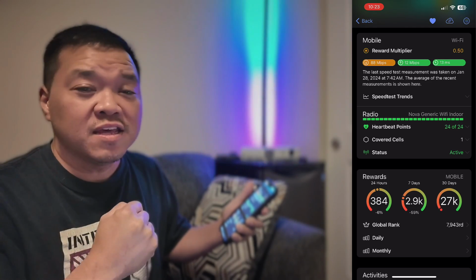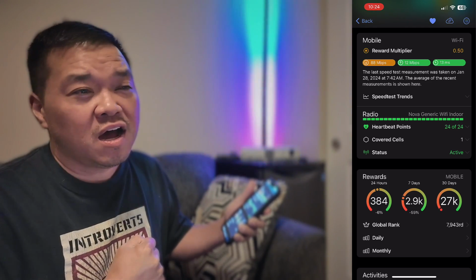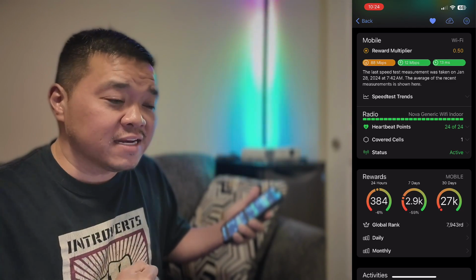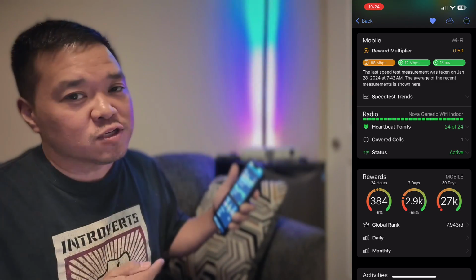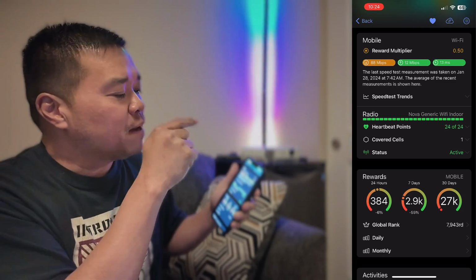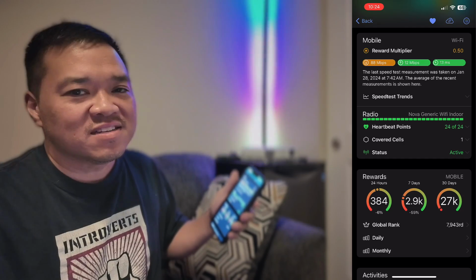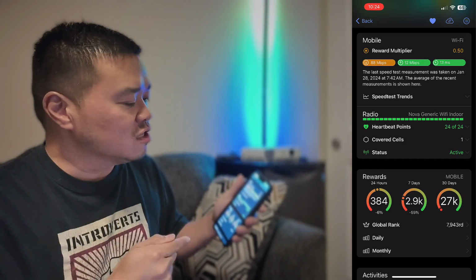I unplugged the PoE plus connector and waited about 30 seconds, then plugged it back in. And then within an hour, I got my first heartbeat. 24 hours later, I was starting to make money. But my reward multiplier was low because something else was causing a slowdown.